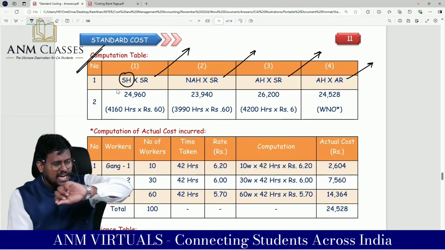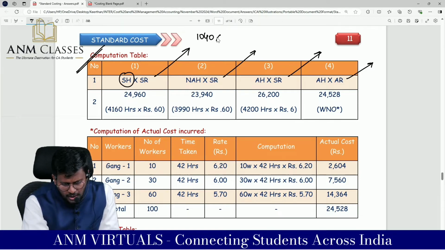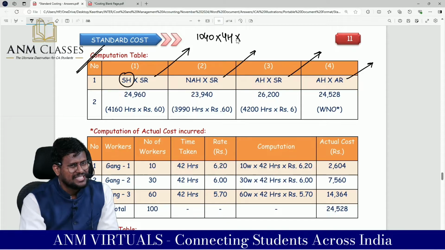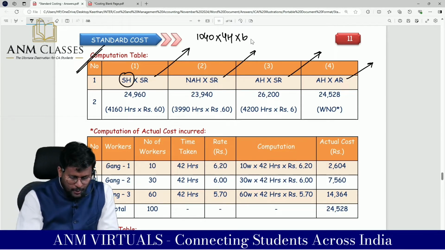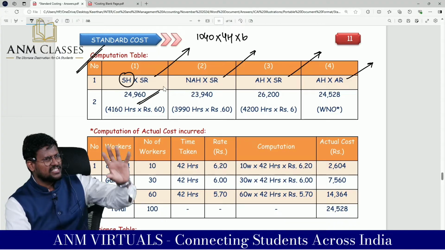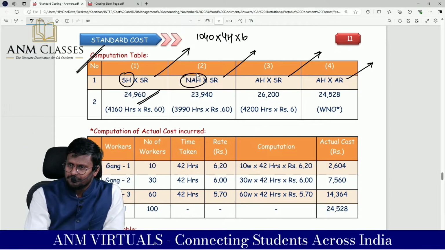Actual output into standard time per unit. எவ்வளவு actual output? 1000. அப்ப 1040 into 4 hours into what is the standard rate? அப்ப calculator போடு 1040 into 4 into 6 comes to 24,960. That is a standard cost. Comfortable? Yes sir. Next one என்ன actual cost?